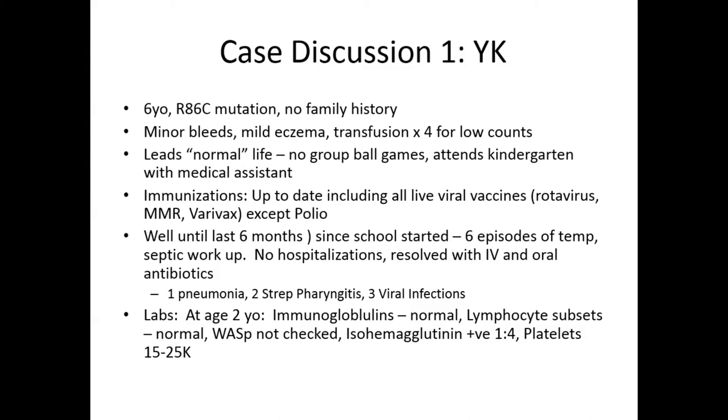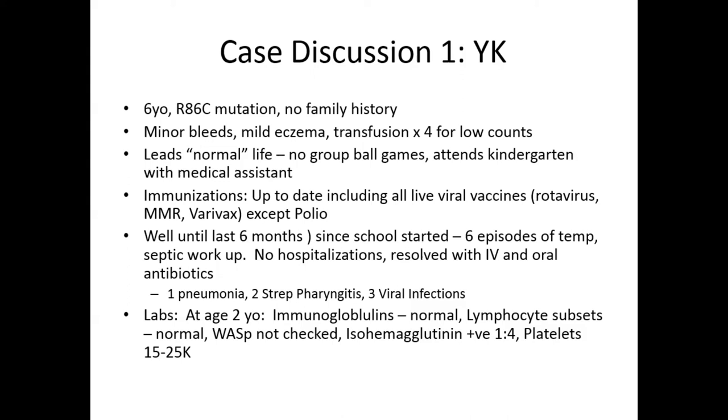He was well until the last 6 months since school started. He had six episodes of fever, had a septic workup each time, no hospitalization, always received IV and oral antibiotics, had one pneumonia, two pharyngitis, three viral infections. So at age two, he had normal IgG levels, normal lymphocyte subsets. Protein was not tested, but probably he had some.